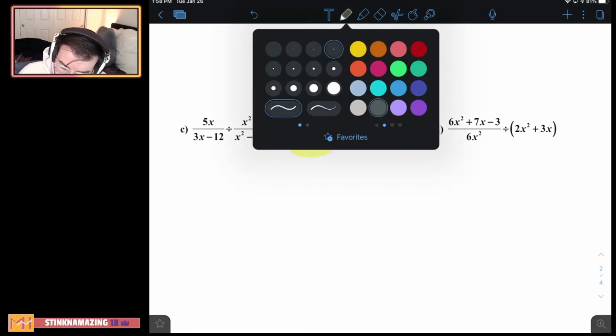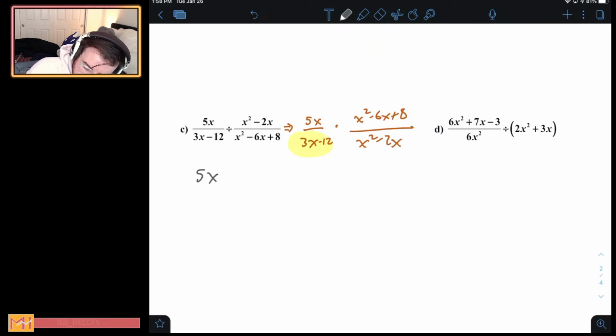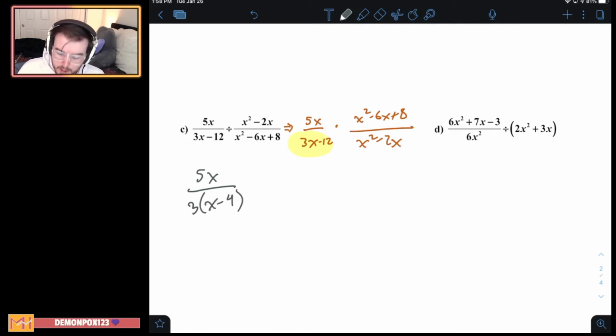What did the bottom factor into? You just answered. Hopefully you chose the right answer. They have a GCF of 3, and you're left with x minus 4 when you divide out the 3.